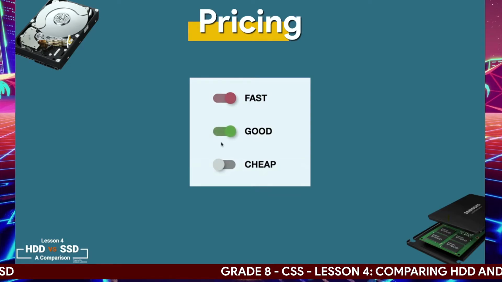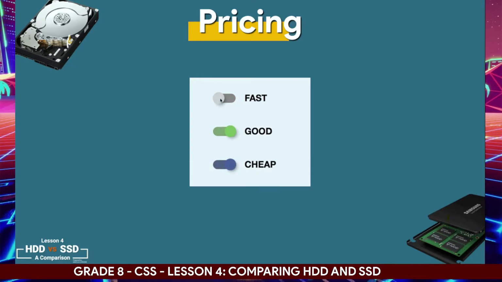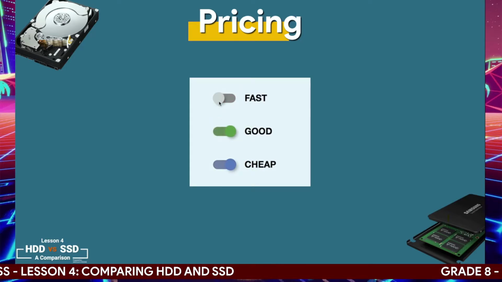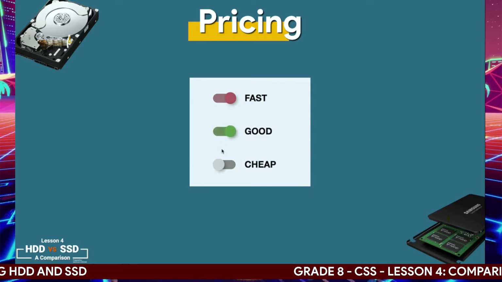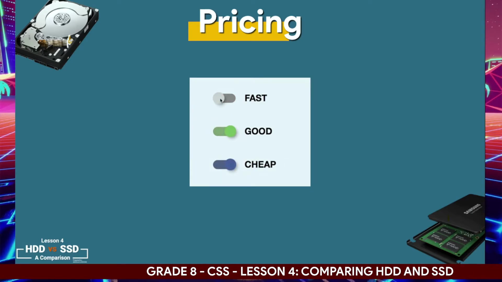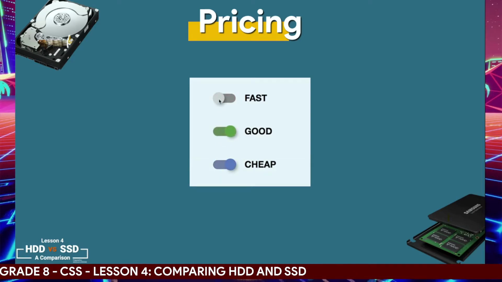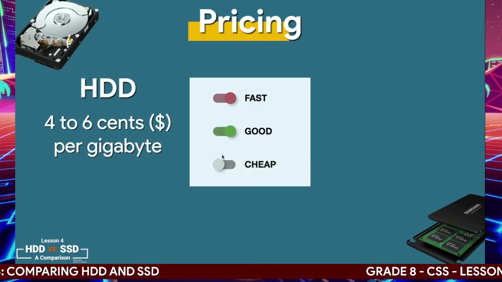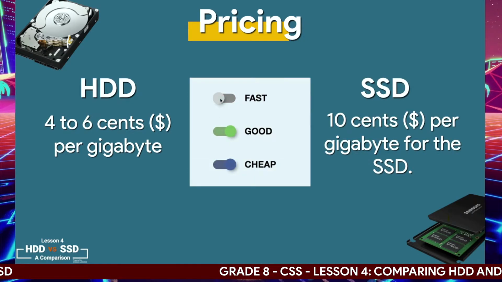Round 6. Pricing. Of course, you can have a fast and good storage disk, but take note, it's not that cheap. In terms of pricing, you cannot have it all. SSDs are more expensive than hard disk drives in terms of dollar per gigabyte. A 1 terabyte internal 2.5-inch hard drive cost between $40 and $60 as of 2020. That translates into 4 to 6 cents per gigabyte for the hard disk drive versus 10 cents per gigabyte for the SSD.